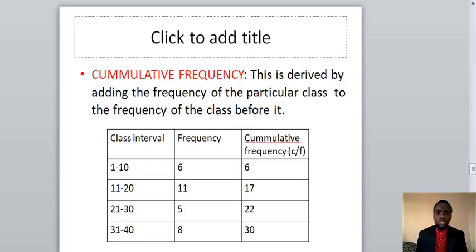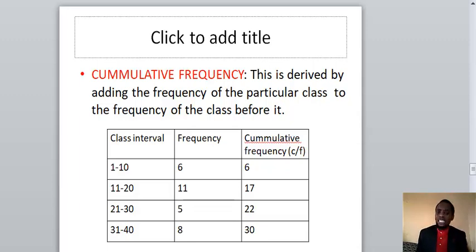Now another thing we need to look at is the cumulative frequency. Cumulative frequency is derived by adding the frequency of a particular class to the frequency of the class before it. If you look at the first class, the frequency is 6. The class before it, there is no class, meaning 0. So 0 plus 6 gives us 6.